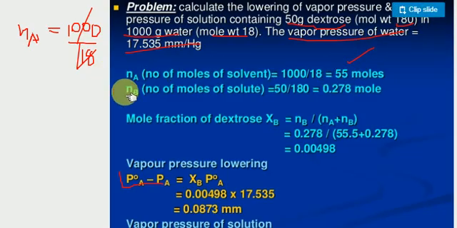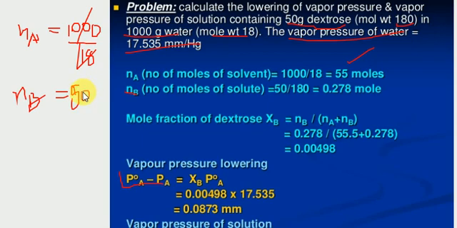Next, the number of moles of solute is given. How much weight is given? 50 grams. Nb is equal to the number of moles of solute. Nb is equal to the weight given here, 50 grams, divided by 180. Clear, no? How many moles are we getting here? Look, the zeros will cancel, 5 by 18. We get 0.278 moles of dextrose.